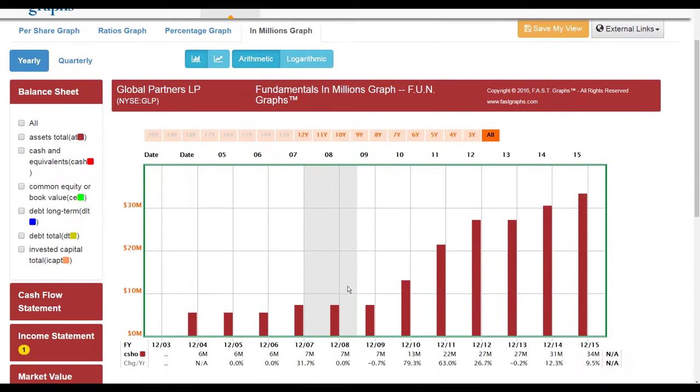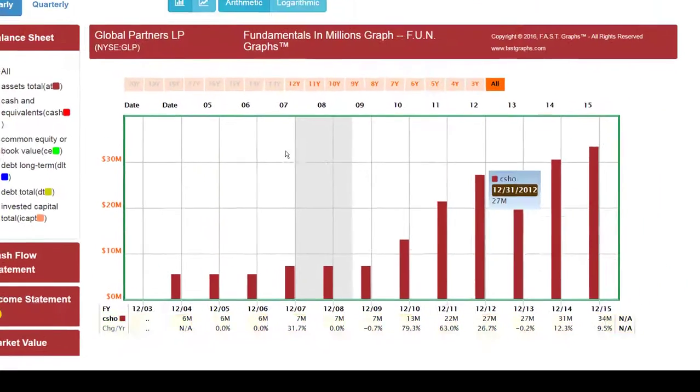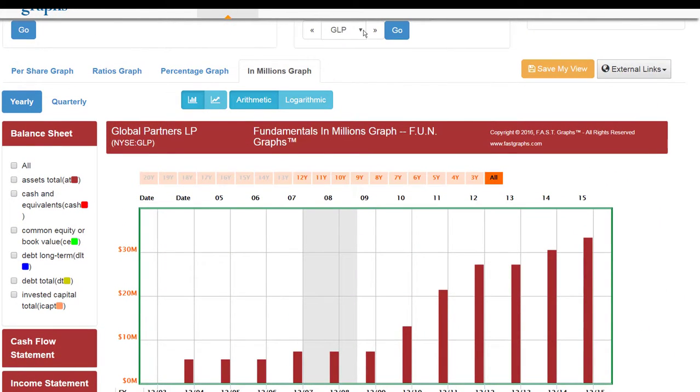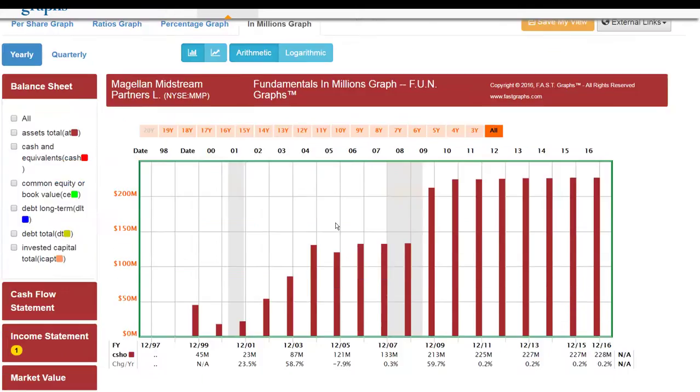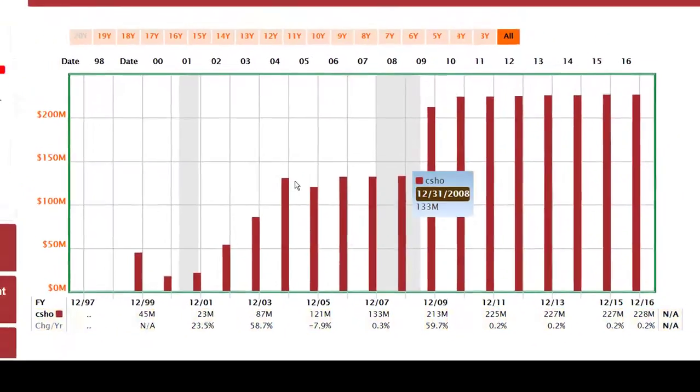This is Global Partners LP, and again you can see they went from 6 million shares to 34 million shares. This is something that I have seen consistent with virtually every MLP that I've ever reviewed, and I'll just run through a couple more examples here. With Magellan Midstream Partners, one thing I'll say about them, they've maintained a relatively flat share count since 2009, but still looking back at historical numbers, they went from 45 million shares to 228 million shares.